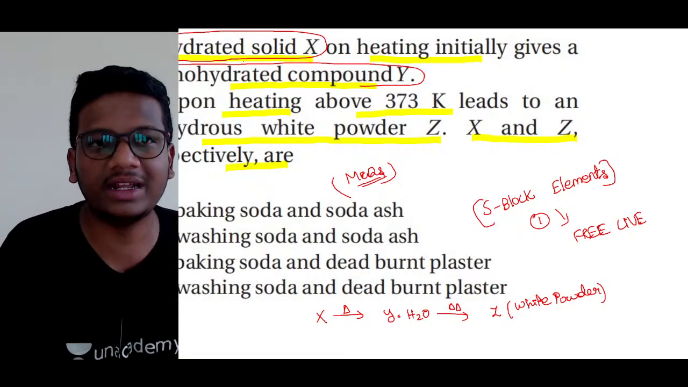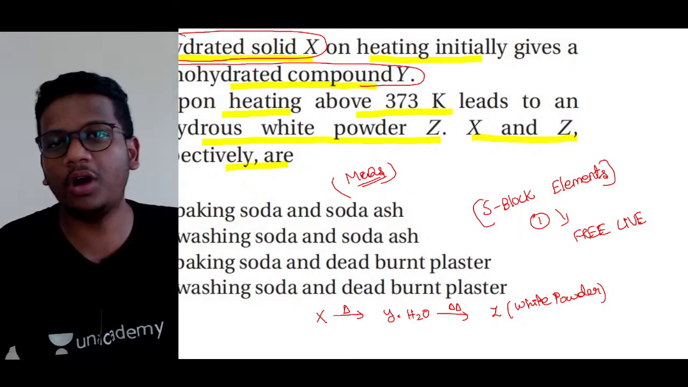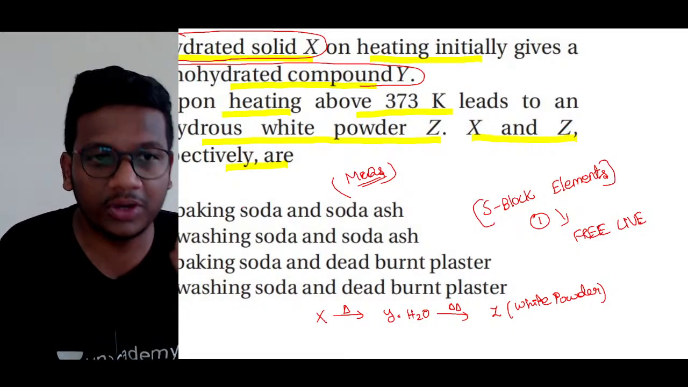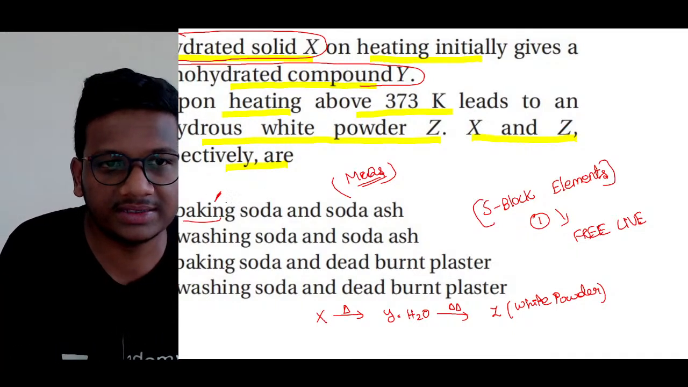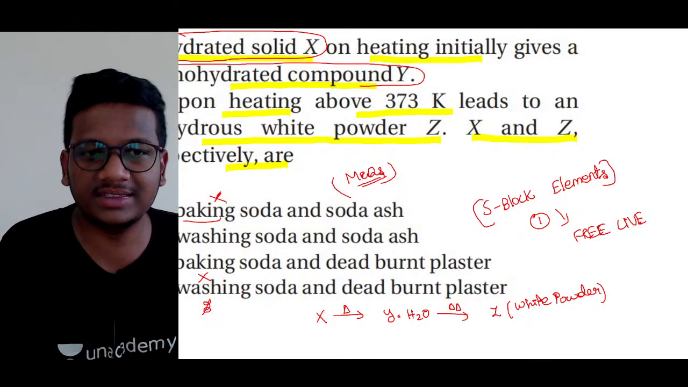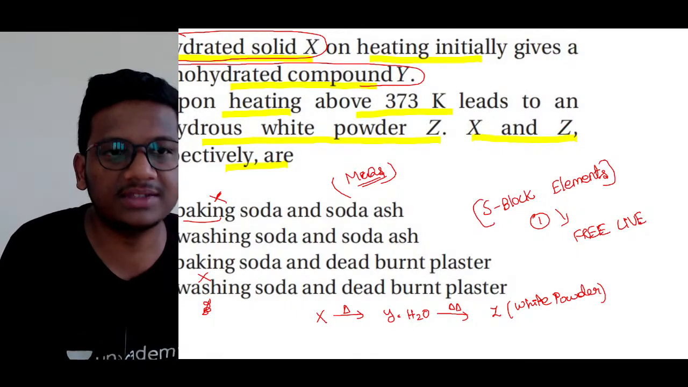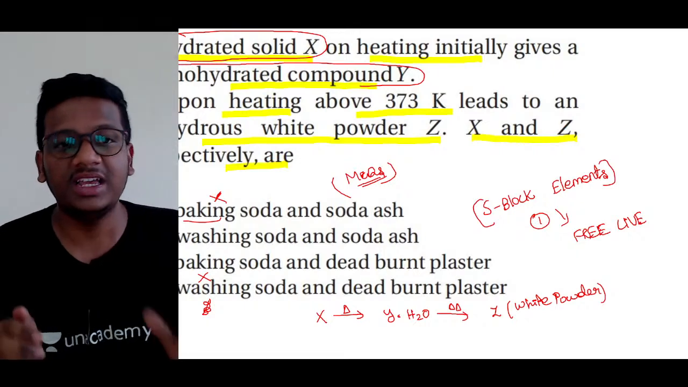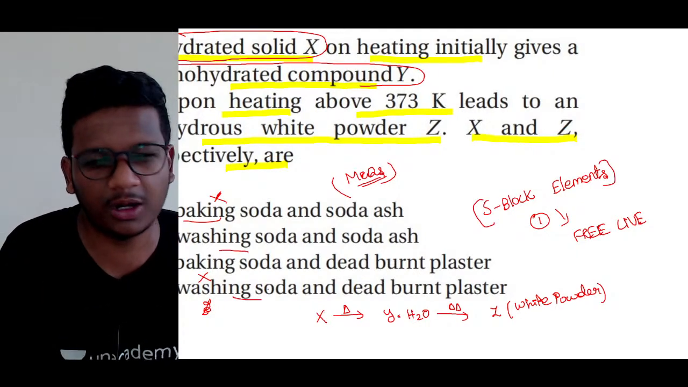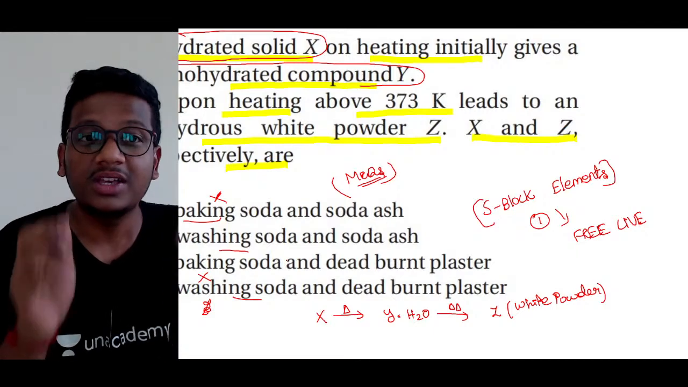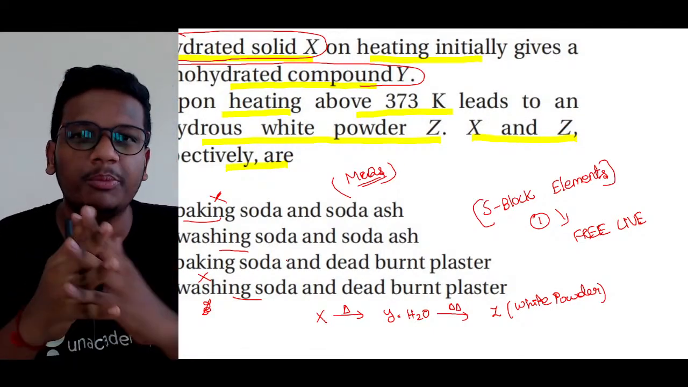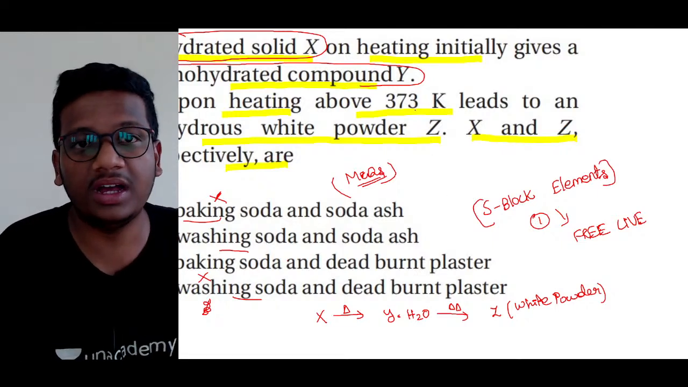It is not a hydrated solid. X should be hydrated, but baking soda is not, so X can't be baking soda. It's impossible. So straight away this cancels option A and option C, and your choice is only between two options, either option B or option D. So a hydrated solid was the clue that eliminated baking soda as your option. Go with the next one.